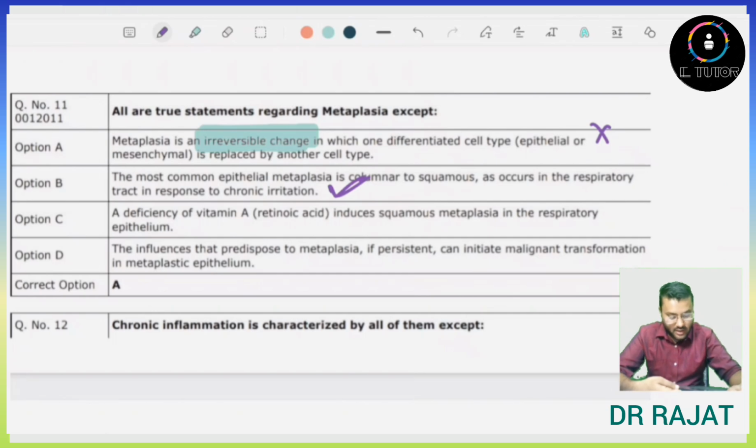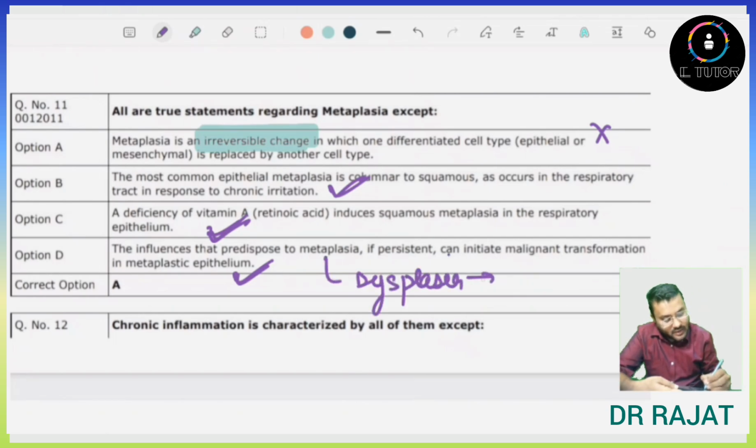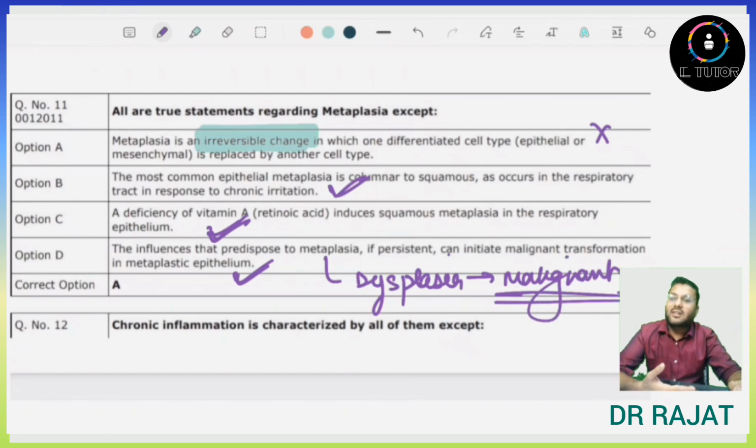A deficiency of vitamin A, which is retinoic acid, induces squamous metaplasia in the respiratory epithelium. This is also true. And the influences that predispose to metaplasia, if persist, can initiate malignant transformation in the metaplastic epithelium. This is also true. We see in the Barrett's esophagus that firstly metaplasia is there. After that, dysplasia will occur. After that, malignant change occurs. So this is also true. So option number A is incorrect because it is not an irreversible change. Metaplasia is the reversible change.